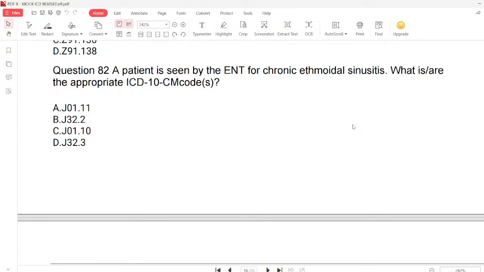82. A patient is seen by the ENT for chronic ethmoidal sinusitis. So, what are the appropriate ICD-10 for?